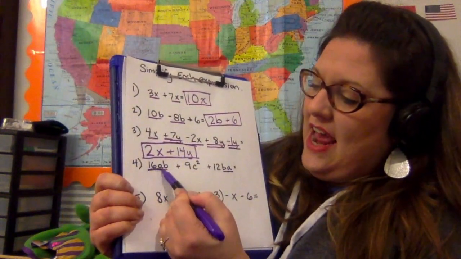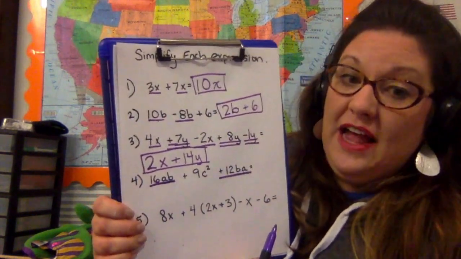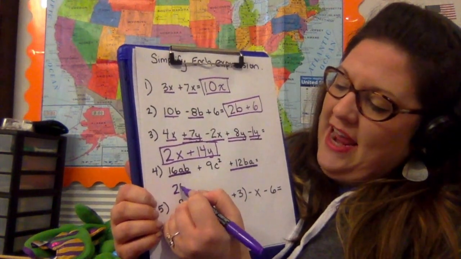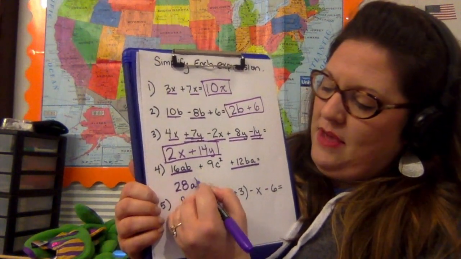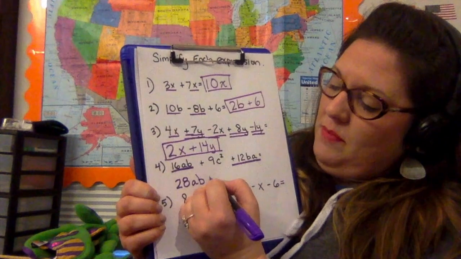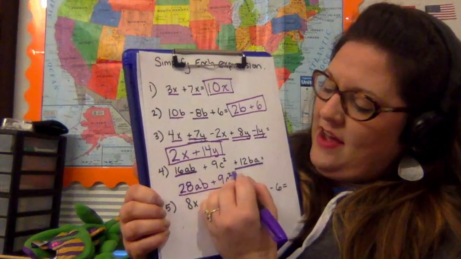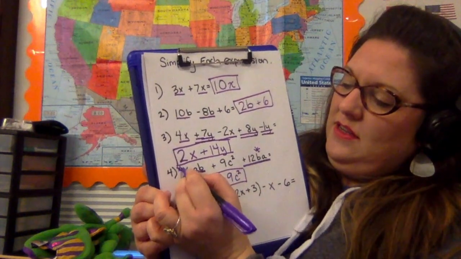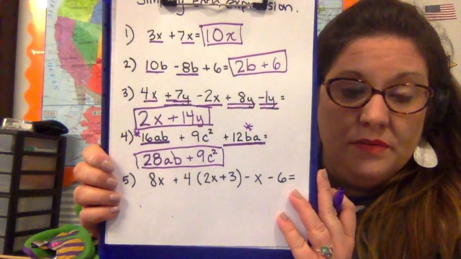So 16ab plus 12ba are like terms. 16 plus 12 is 28. We would rather write these terms in alphabetical order, so I'm going to write that as ab. But this 9c squared did not have a like term, so I'm just going to be bringing that term down. And this is our simplified result. That one was kind of tricky. You might put a star beside it. Those are like terms because of the commutative property of multiplication.